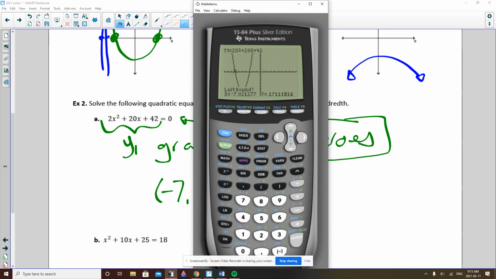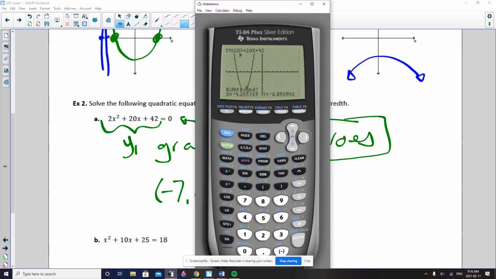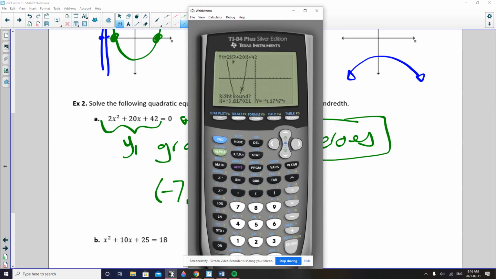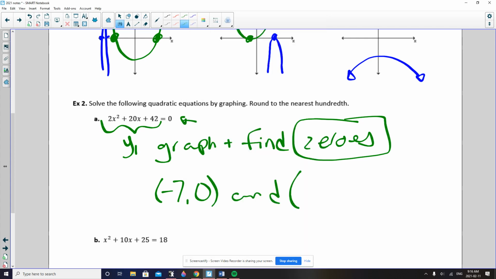So second, calculate, 0. So left bound, anywhere over here is technically to the left of that x-intercept. So left to the right of the other x-intercept. I just got to pull my cursor right past it, hit enter, and then guess. So I'm going to guess right around there. And my calculator is like, yeah, there's a 0 at -3, 0.